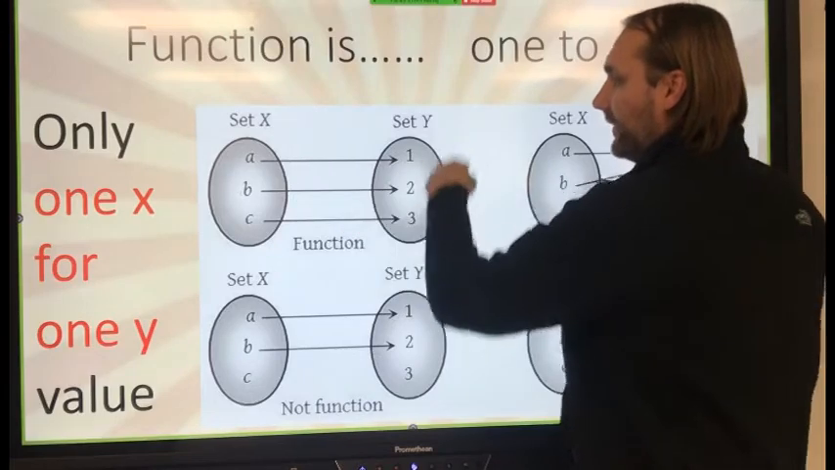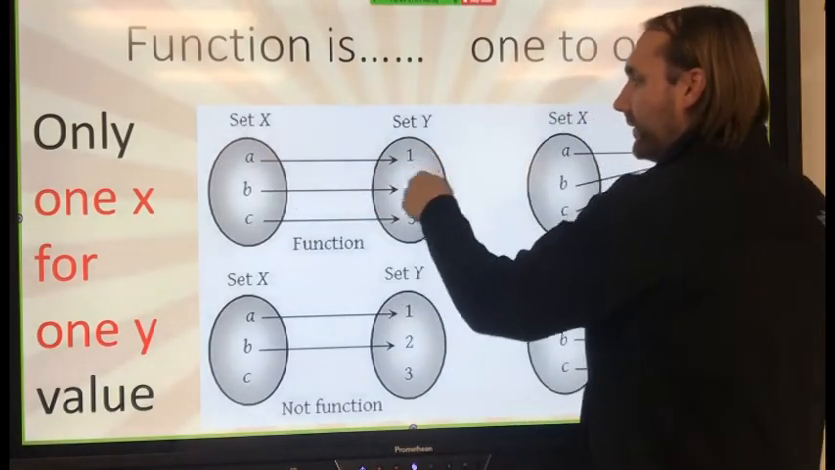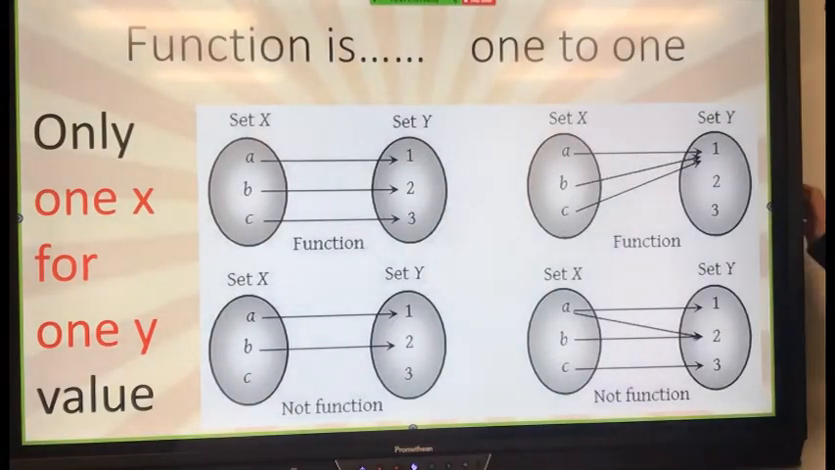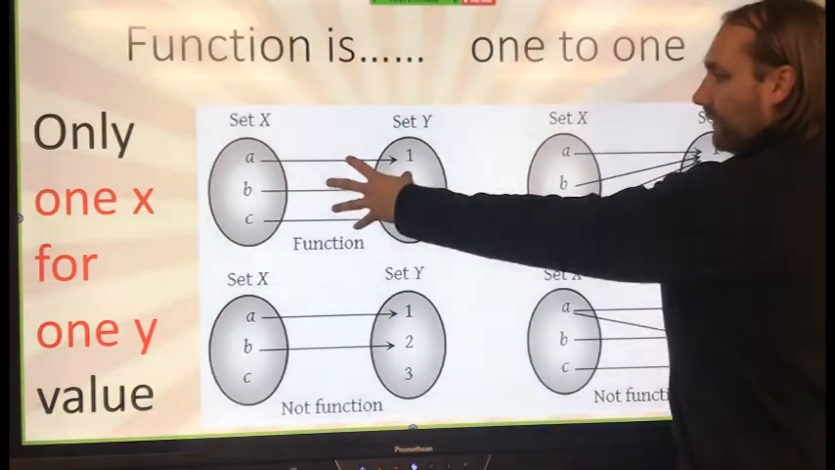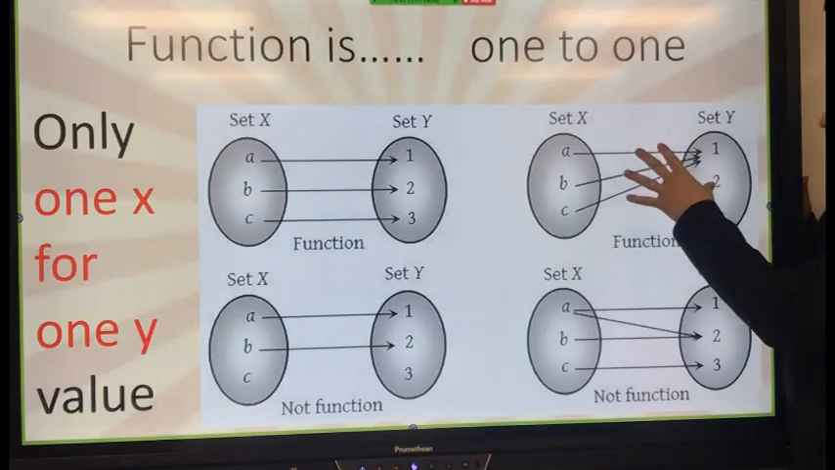No. So this kind of set works. I have one value here that relates to just one value on this side. That's not a function. This is a function. That one literally says function under it. Hold on. I'm talking about the one at the bottom. No, it says no function.